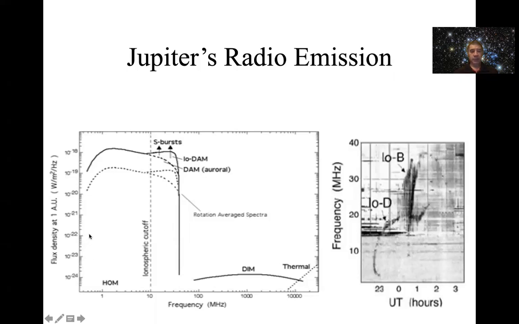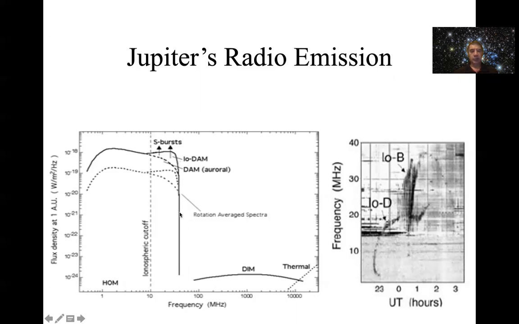So here is a spectrum of the typical emission from Jupiter. And you can see, just looking at the solid line for the moment, it's extremely strong. So Jupiter is a very strong radio emitter, at least as viewed from Earth, but only up to about 40 megahertz.